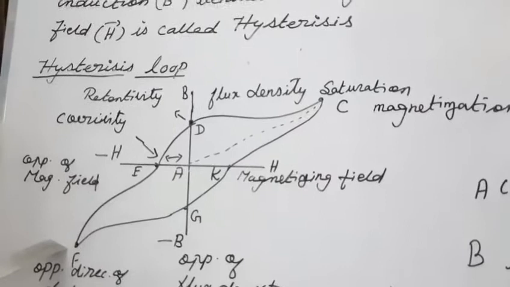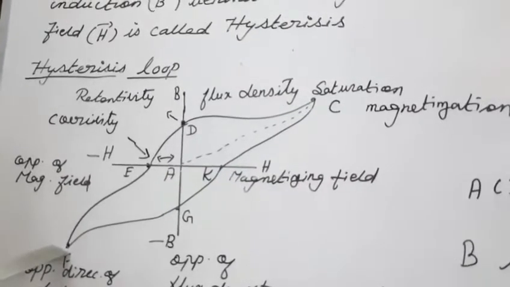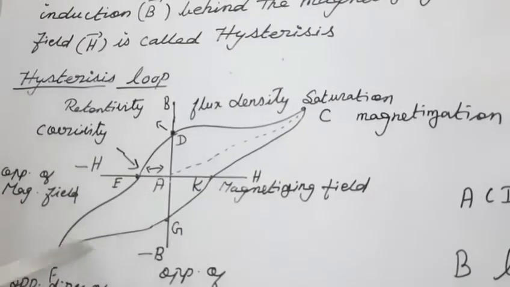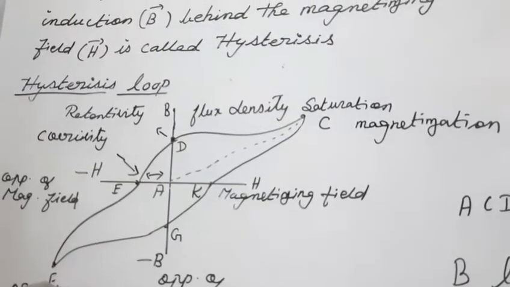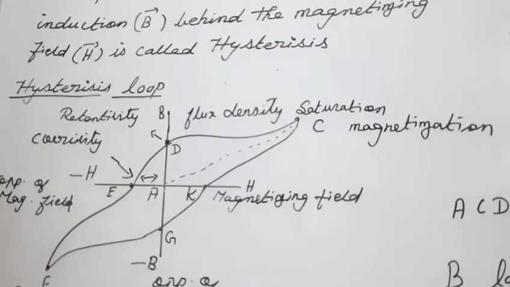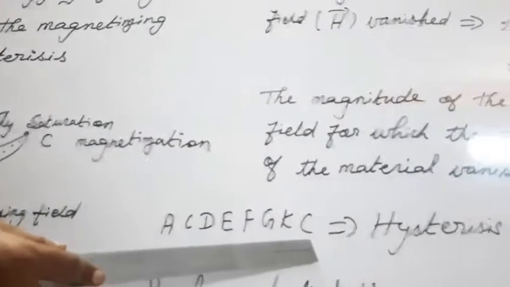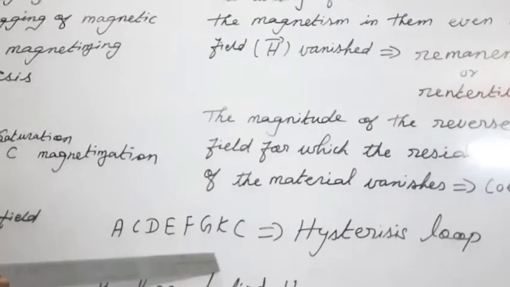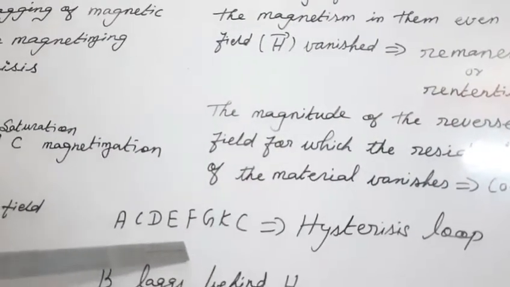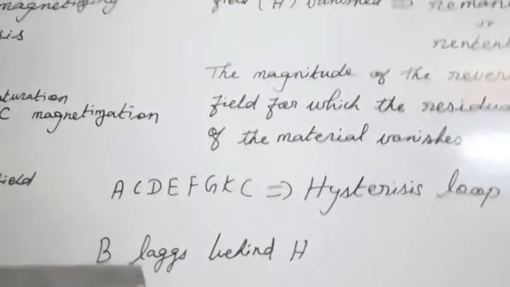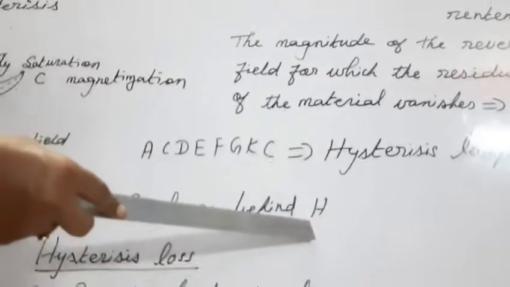If the magnetizing field is decreased and then increased with the direction reversed, the magnetic induction follows the path FGKC. This closed curve ACDEFGKC is called the hysteresis loop. And the phenomenon of lagging of magnetic induction behind the magnetic field is called hysteresis.